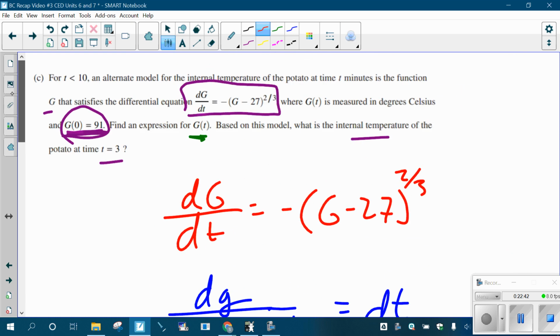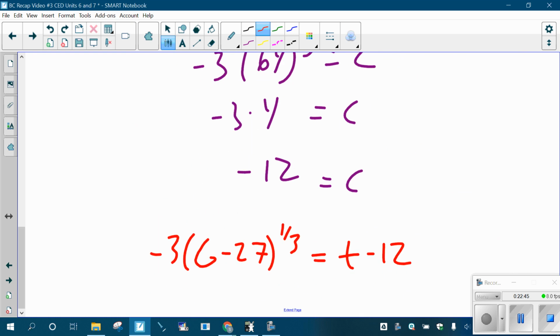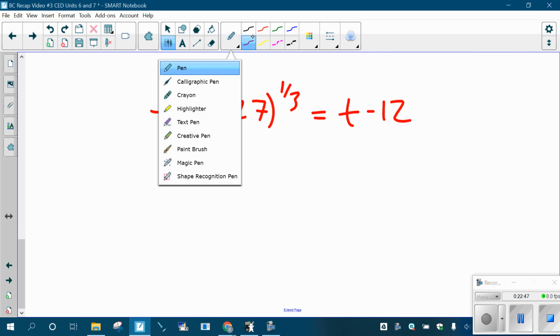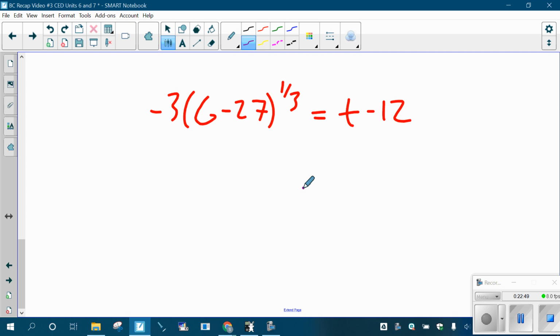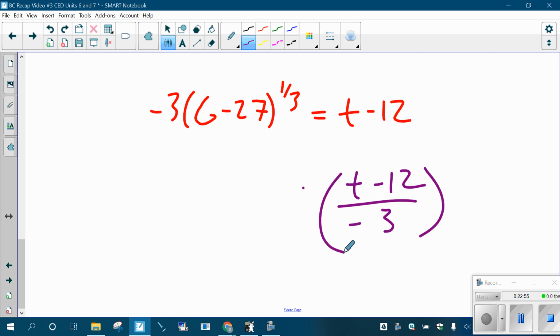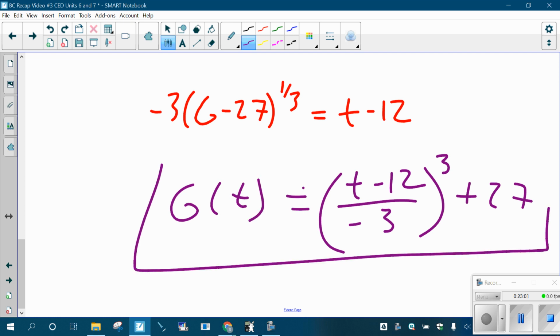The one thing they do ask me to do is write an expression for g of t, meaning get g by itself. So you do need to do that. They ask for g of t, so I've got to get the g by itself. This is just algebra. Yeah, I did it. I solved that differential equation by separating the variables.